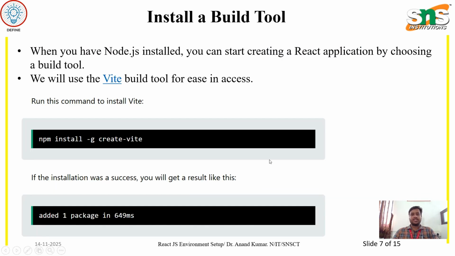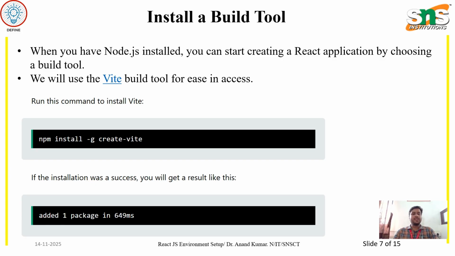When we have Node.js installed, we can start creating a React application by choosing a build tool. In this video tutorial, we'll just use the Vite build tool for ease and access. Guys, for your information, we are not going to use Vibe coding, but we are just going to use the Vite build tool. There is a difference between Vite and Vibe. Please be very clear that Vibe is about the coding part and Vite is about a build tool.